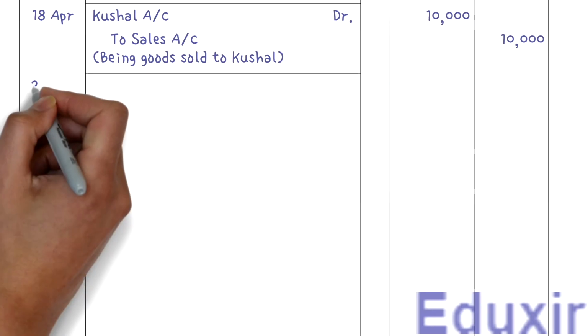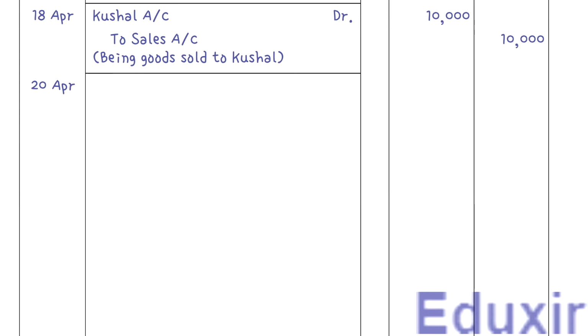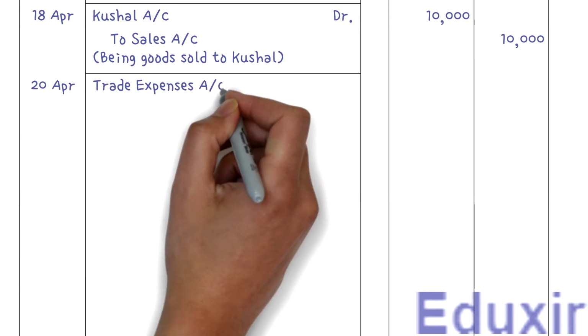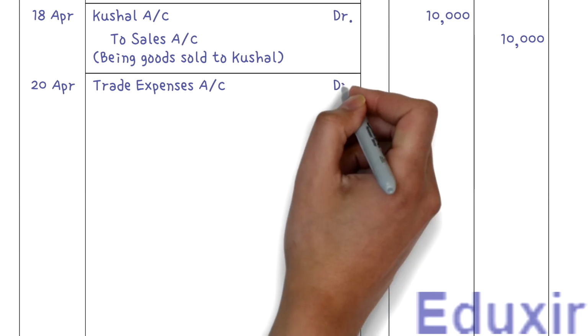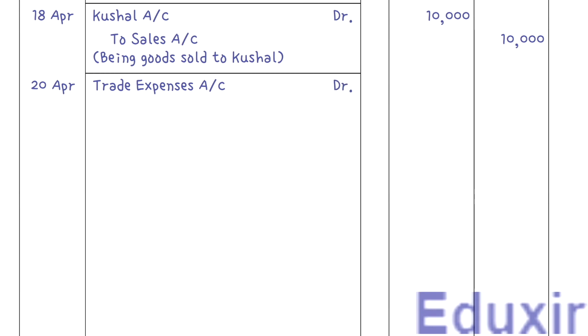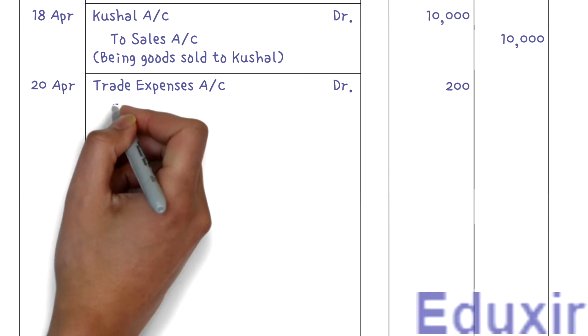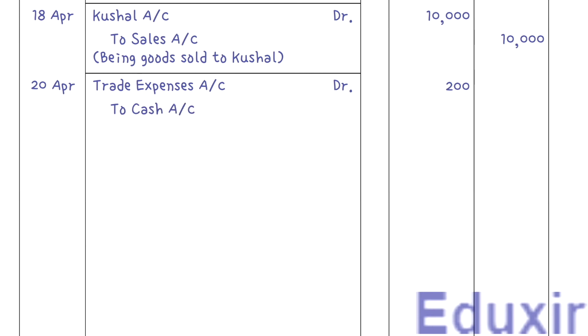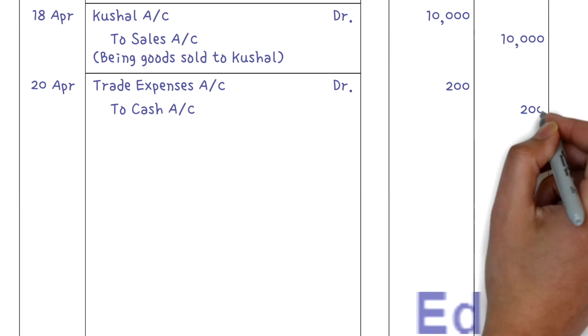Let us first record the date. Let us then record trade expenses account as the debit entry. Let us also write the text DR to indicate that this is a debit entry. Let us then record the debit amount of 200 rupees in the debit amount column. Leaving a margin, let us record the cash account as the credit entry. Let us also record the credit amount of 200 rupees in the credit amount column.